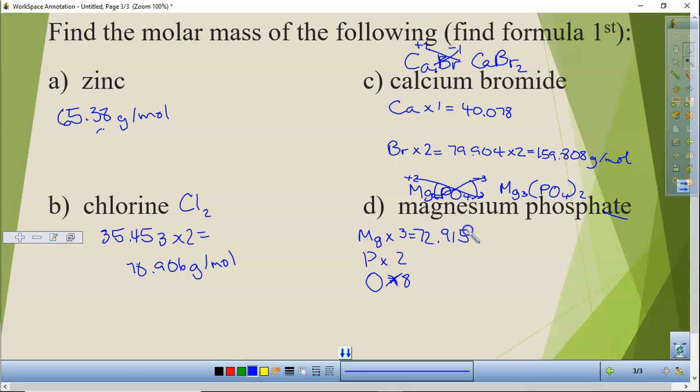So it should be 72.915. Okay, next find phosphorus on your periodic table. Its molar mass, 30.974, and I multiply that times 2, and I get 61.948. Okay, last we're going to do oxygen. Oxygen's molar mass is 15.999, and I multiply that by 8.